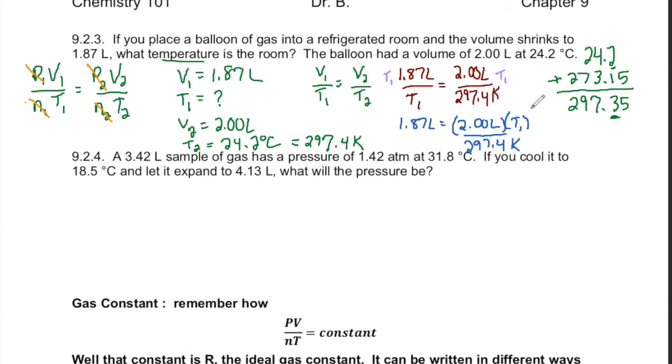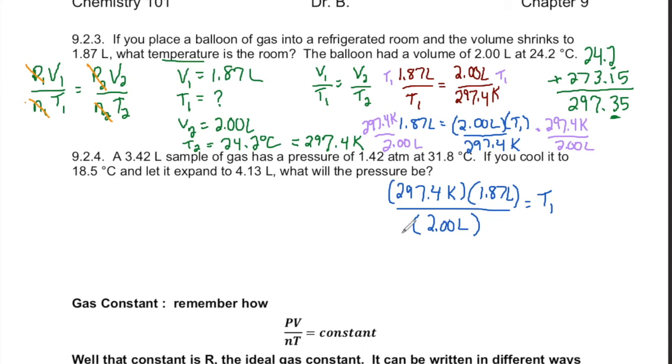Okay, so now I have T1 in the numerator. I need to get it alone. I'm going to do that by multiplying both sides of the equation by 297.4 Kelvin and dividing it by 2 liters. That's going to cancel the 2 liters and the 297.4 Kelvin. Let me do that to this side as well. So now I have this equation here, and the liters are going to cancel. I'll end up with Kelvin. So this temperature comes out to be 278 Kelvin.